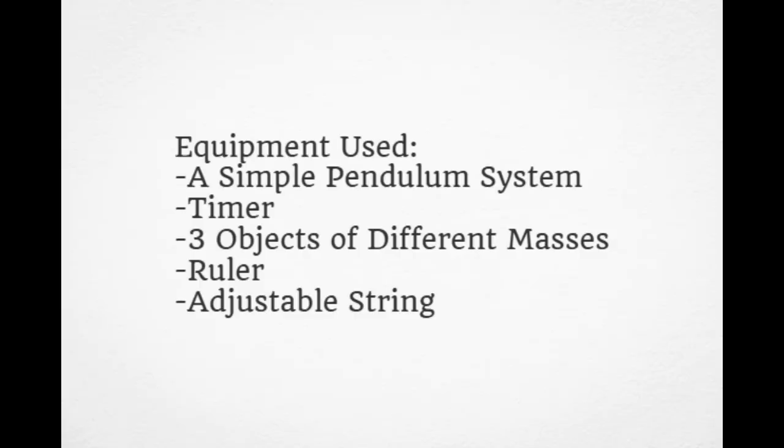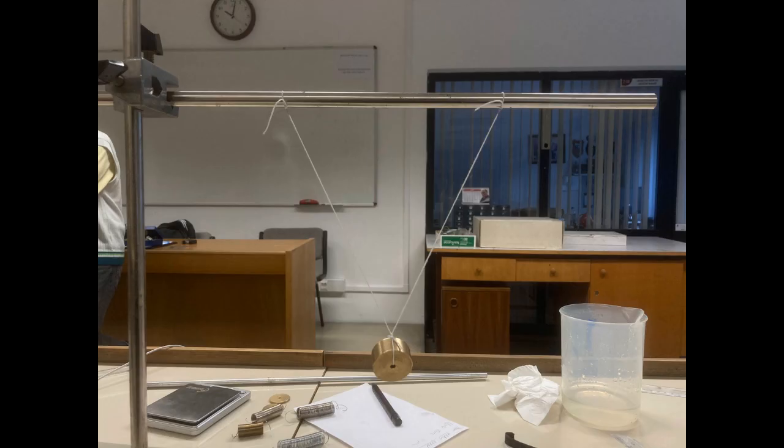The experiment that I'm going to present is about investigating the influence of mass and string length on the period of a simple pendulum, with the objective of observing which of these magnitudes affect the period of the simple pendulum. The equipment that I have used in this experiment goes as such: a simple pendulum setup, a timer, 3 objects of different masses, a ruler, and an adjustable string.